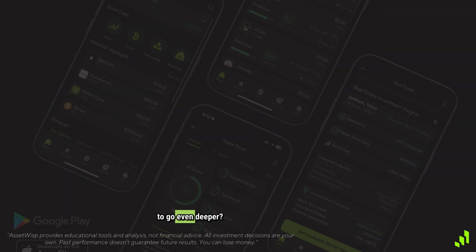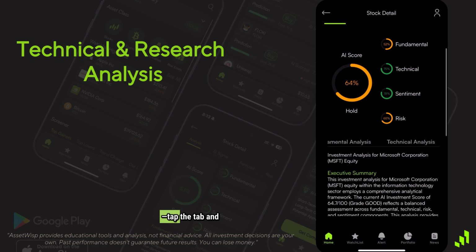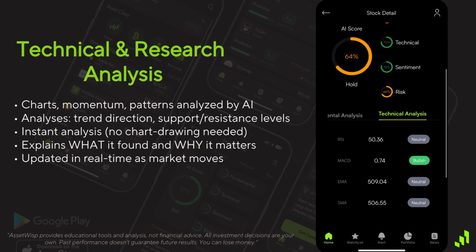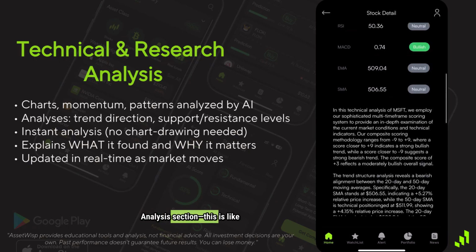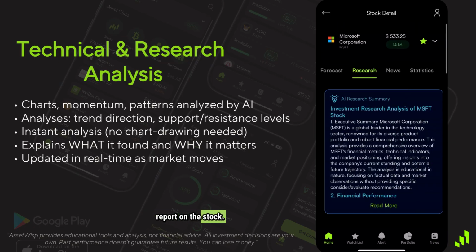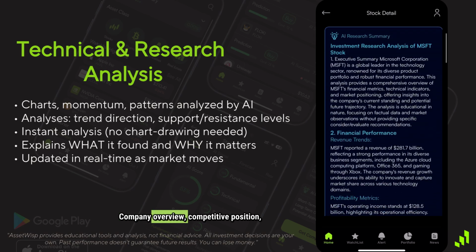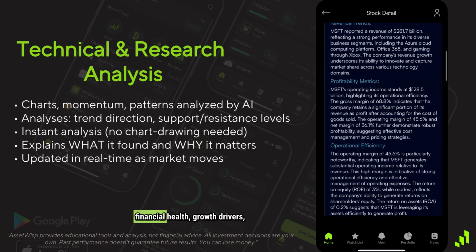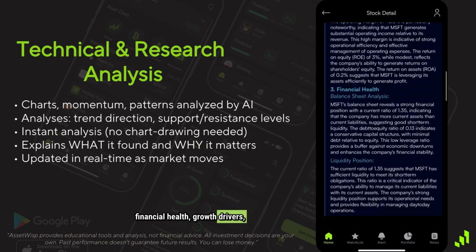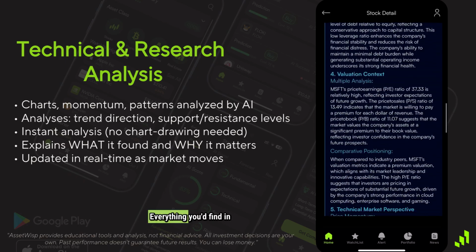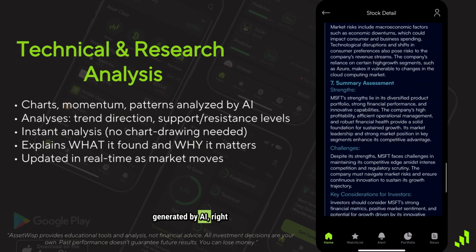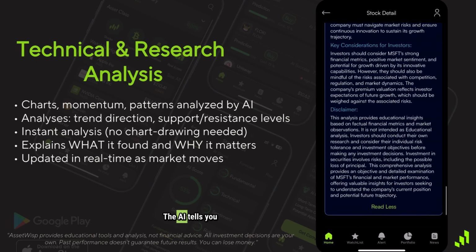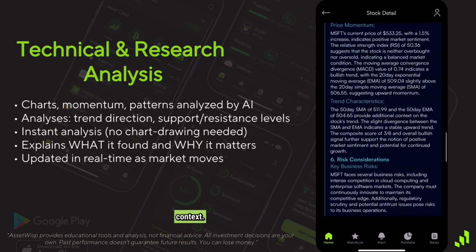And if you want to go even deeper, we've got a separate detailed analysis for technicals. Tap the tab and you get dedicated deep dives into each. Plus, there's a research analysis section. This is like having a full research report on the stock. Company overview, competitive position, financial health, growth drivers, risks, everything you'd find in a professional analyst report, generated by AI, right in the app. The AI tells you what it means in context.